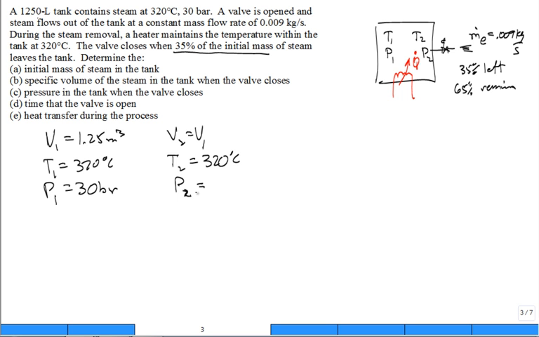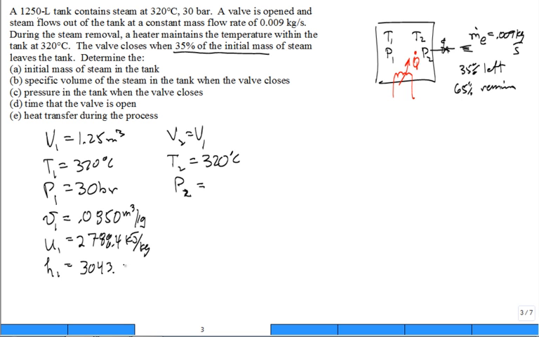That was just the question I asked. Did it go up? Did it go down? Did it stay the same? Some of the mass escaped. Do you think we can get v1, the specific volume, u1, and h1 properties for the steam that's in the tank at state 1? Sure, we can go ahead and get that. v1 would be 0.0850 meter cube per kilogram from the table. u1 is 2788.4 kilojoules per kilogram for internal energy, and enthalpy is 3043.4 kilojoules per kilogram. Okay.